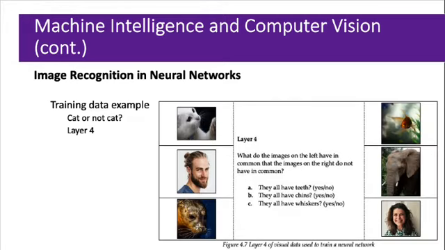Layer 4. What do the images on the left have in common that the images on the right do not have in common? A. They all have teeth. B. They all have chins. C. They all have whiskers.